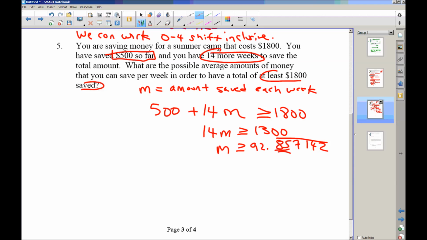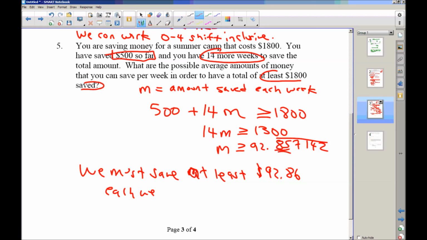So what are the possible average amounts? We must save at least, because I can save the minimum amount here, at least $92.86 each week. Okay, so this is an average amount, so we must save at least $92.86 each week. We could save more, so that's what the at least part in this sentence is for. Okay, so we could save $92.87. We could even save $98, and of course then we have extra spending money when we get to summer camp.